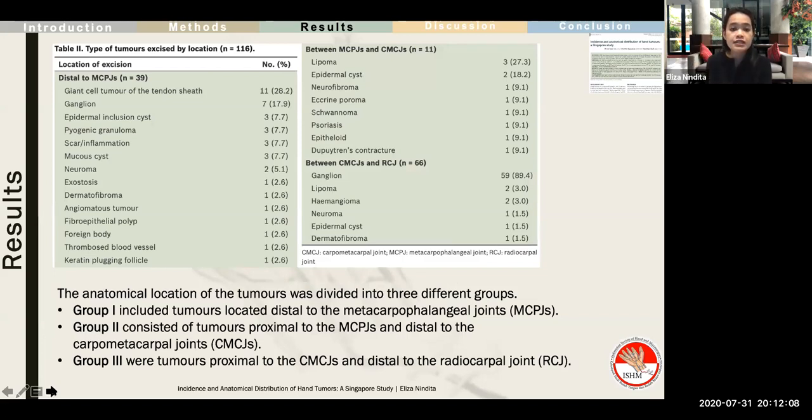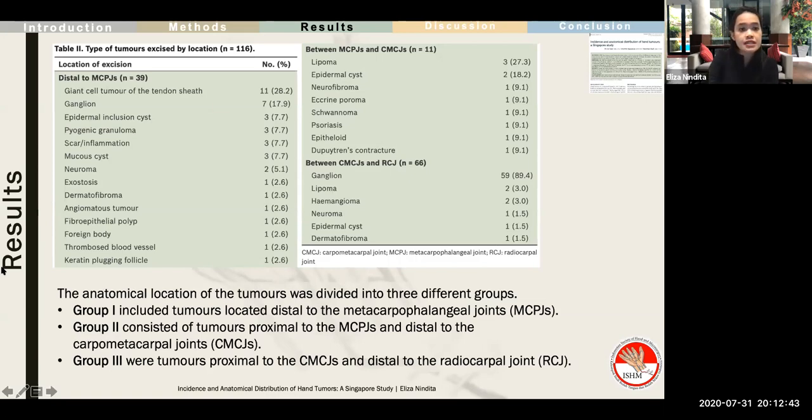So they were divided into three groups. The first group would be distal to the metacarpophalangeal joints, or MCPJs. The second group consisted of tumors proximal to the MCPJs and distal to the carpometacarpal joints, CMCJs. And the third group would be proximal to the CMCJs and distal to the radiocarpal joint. So it's not more proximal than the wrist joint.